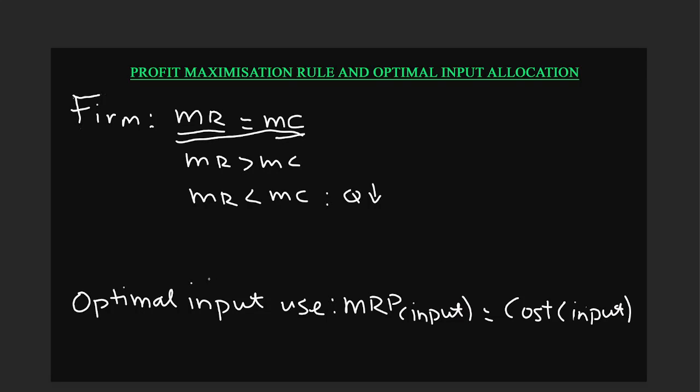Now let's look at the rule for choosing how much of an input, or what is the largest amount of input, that the firm should employ. That rule says that the marginal revenue product, which is basically the monetary value of how much that additional input gives you, or you can think of it as the marginal revenue of that input, should be equal to the cost of that input.